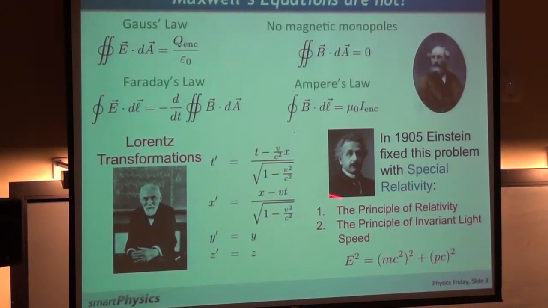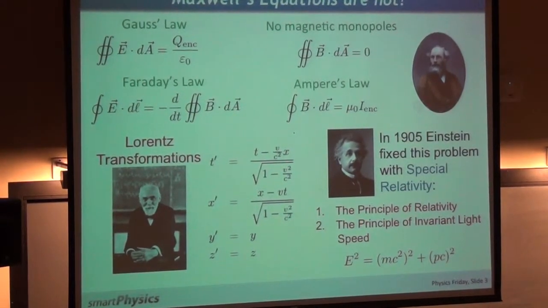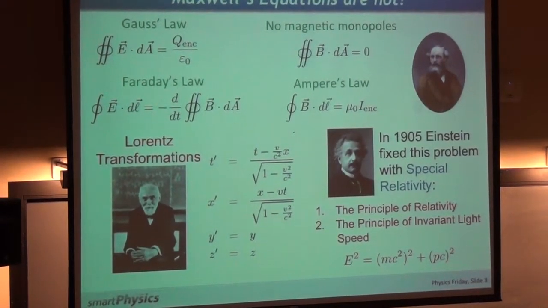the principles of special relativity, the first of which is the principle of relativity. We already had that one. This is basically that physics should be invariant in these different inertial reference frames. And the new one was this principle of invariant light speed, that there's a speed limit of the universe, and that's the speed of light, 3 times 10 to the 8 meters per second.